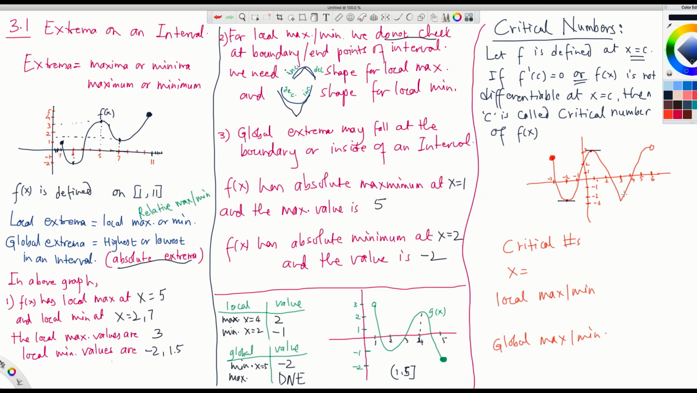c. Look at this. f(x) is not differentiable at x equals 3. Why? Because there is a sharp corner. The function is continuous at x equals 3 because there is no break, but it is not differentiable. If a function has a sharp corner at a point, then it is not differentiable at that point.